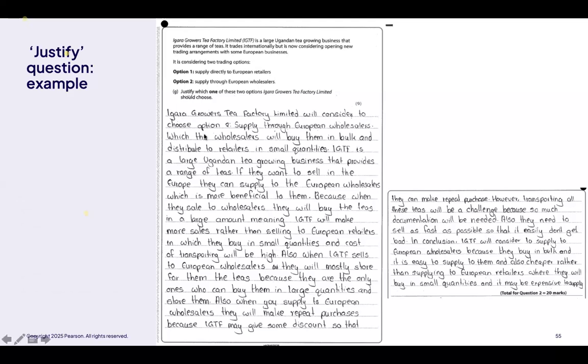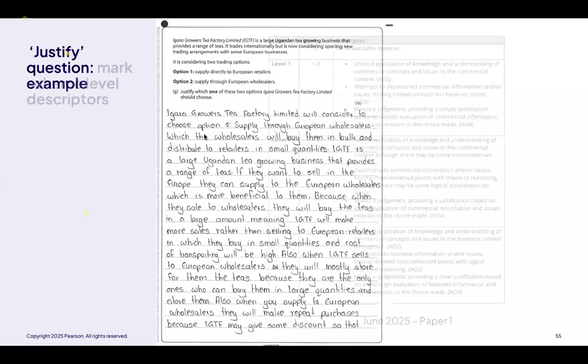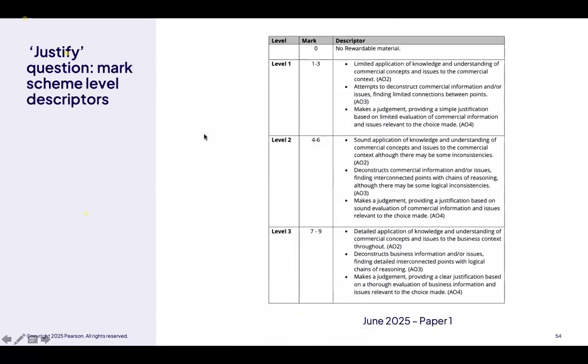Okay, let me take you back here. So let's have a look at this. Let's have a look at even what we've read there. Your examiner will be using this level descriptor. Is this response in the context of IGTF? I think it is. It's talking about teas. It's talking about a range of teas. It clearly seems to be in the context of this business.